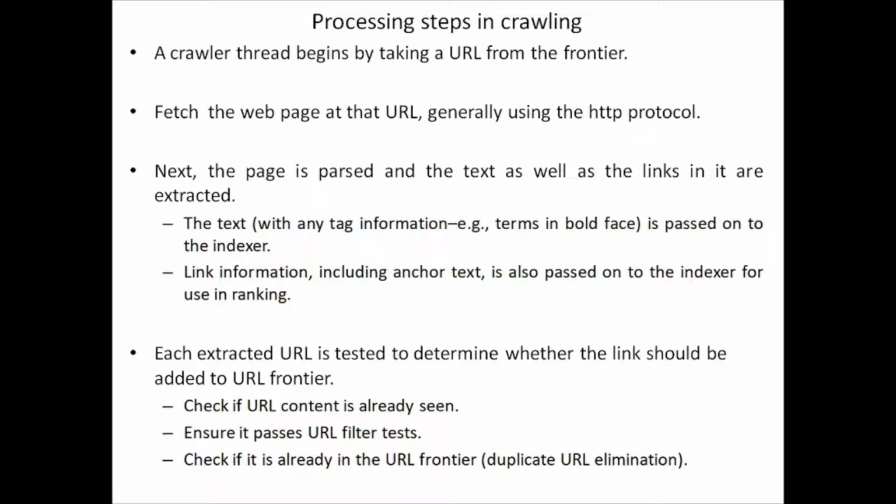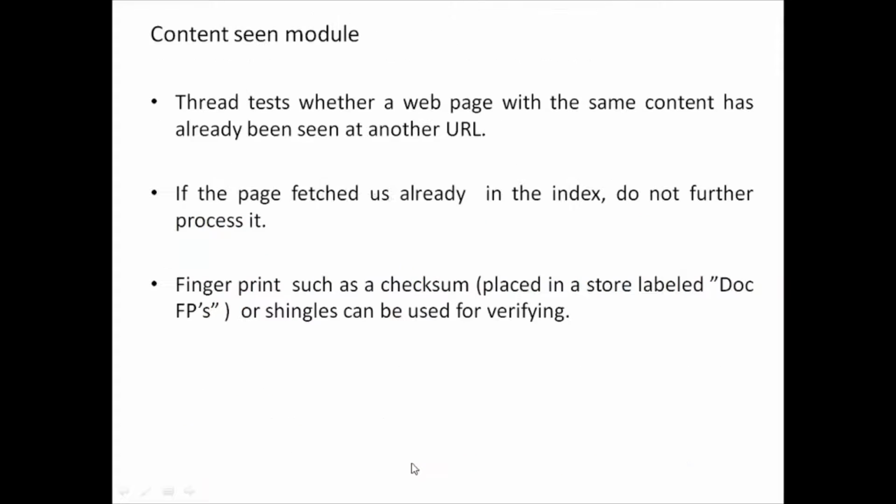Now let us see each one of these tests in turn. First of all, we are going to see whether the URL content is already seen. It is going to be checked by the content seen module. The thread is going to test whether a web page with the same content has already been seen at another URL. You can see that on the web there is so much duplication. So this mechanism is used to avoid including the URLs of web pages which have the same content into the URL frontier.